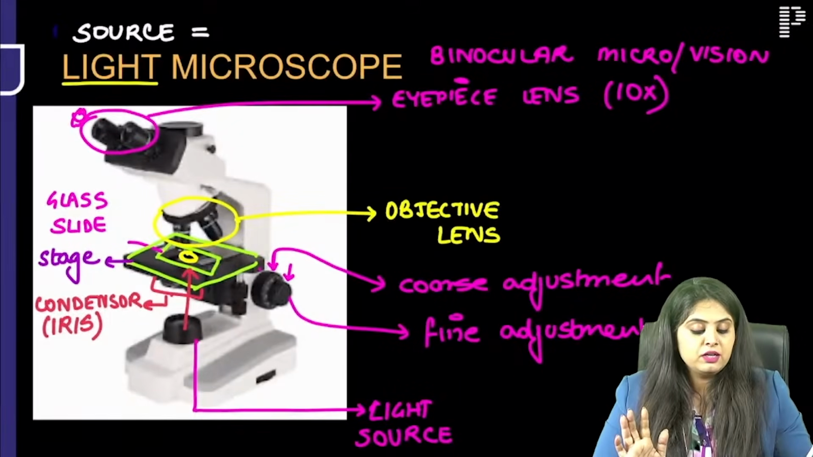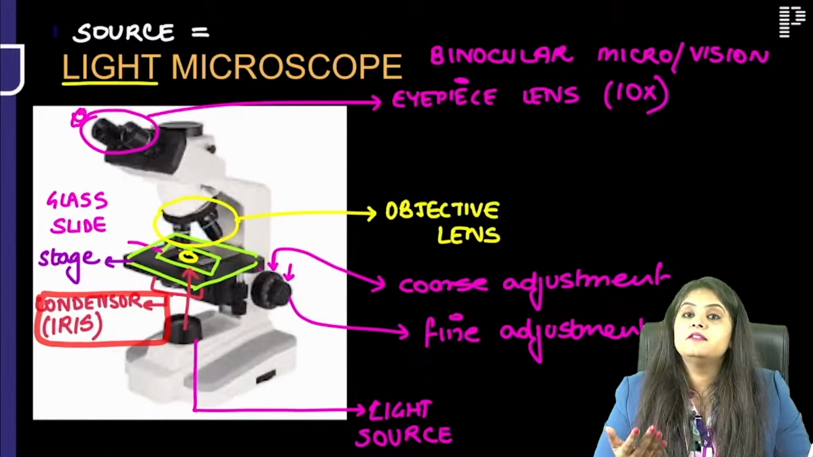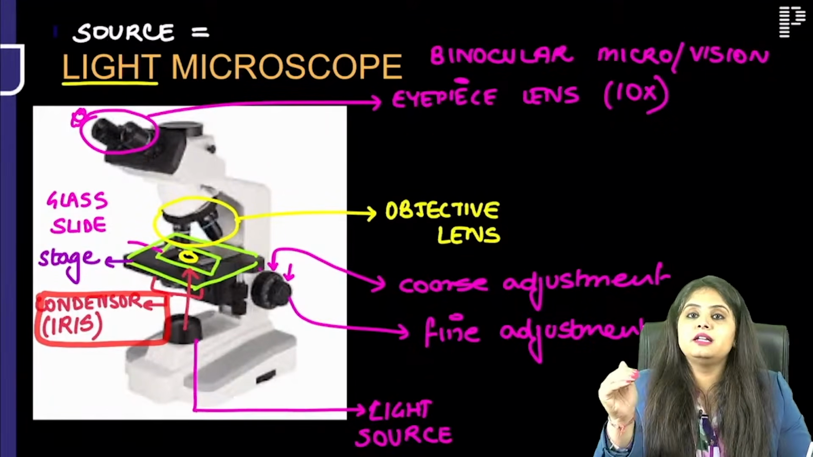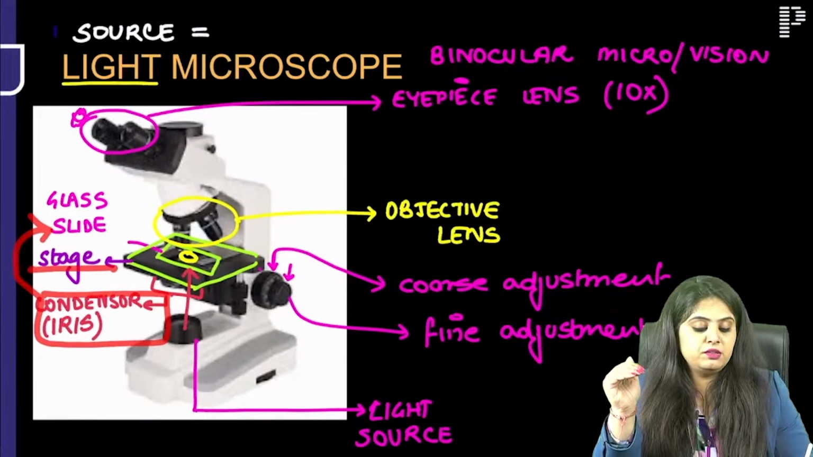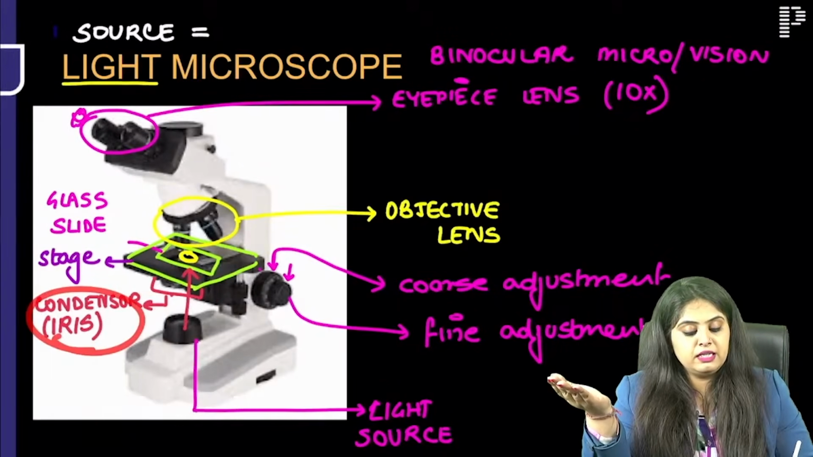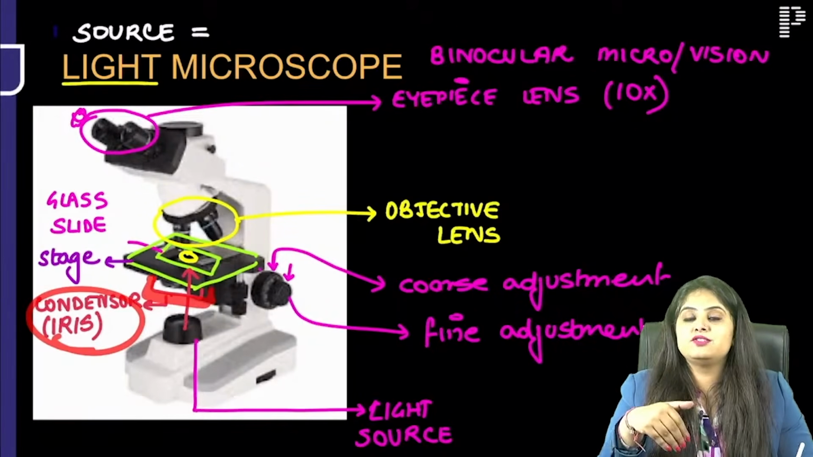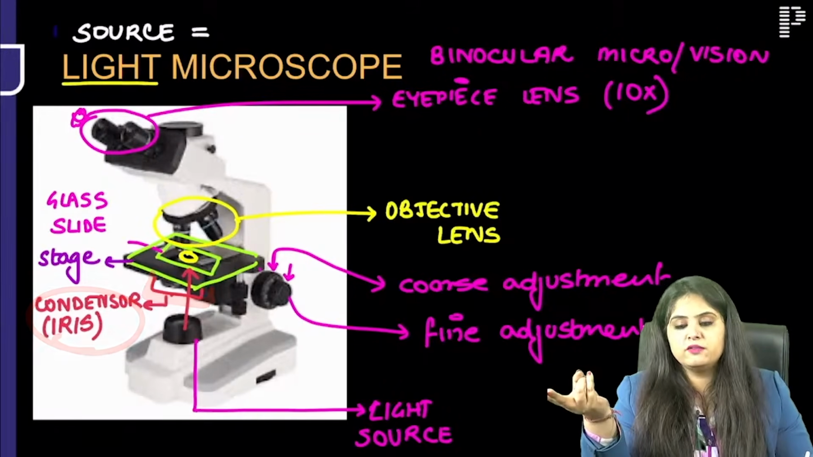Second question is, where is the condenser present in a microscope? Is the condenser present above the stage? Is it present on the stage, or is it present below the stage? Tell me, where is the condenser present? The condenser is present below the stage so that it can condense the light. This is the second PYQ. I think all of you will be able to answer.